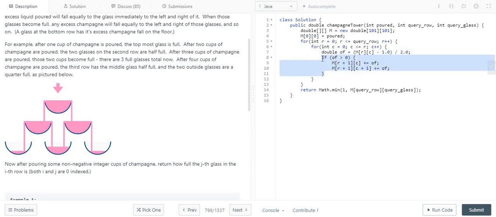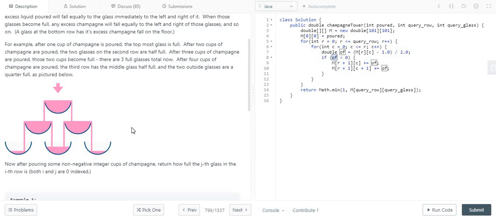But what if the poured quantity is 2? Then 2 minus 1 becomes 1, and 1 by 2, so the overflow will be 0.5. The glass is already filled with 1 liter of champagne, and there is an overflow. So it goes inside this if condition and checks whether the overflow is greater than 0, and the condition gets satisfied.